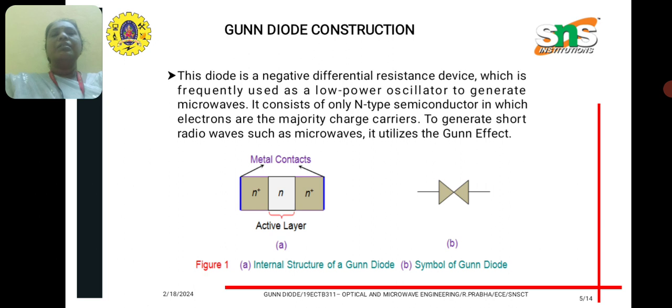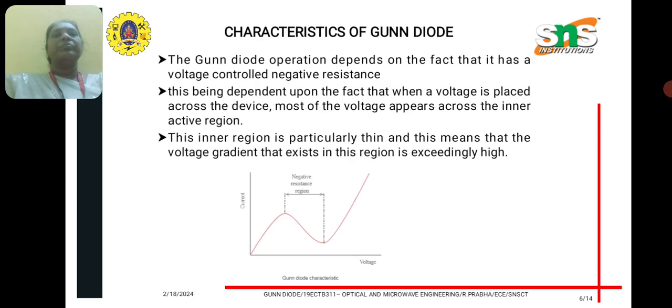In the diagram, the Gunn diode consists of a middle active layer of N-doped semiconductor, and the two ends are N plus layers. And the diode symbol is like two triangles shaped one to one meeting together.